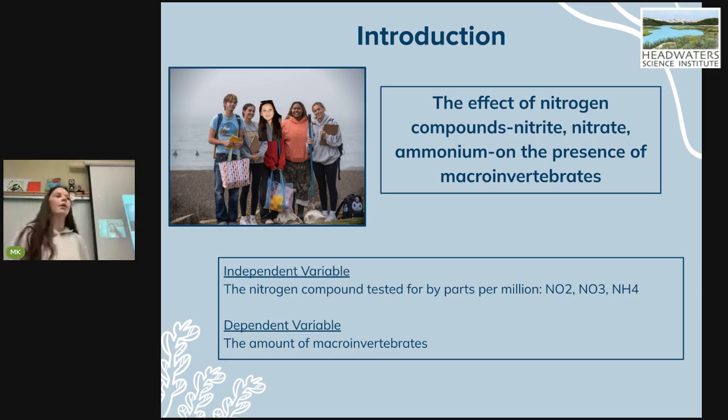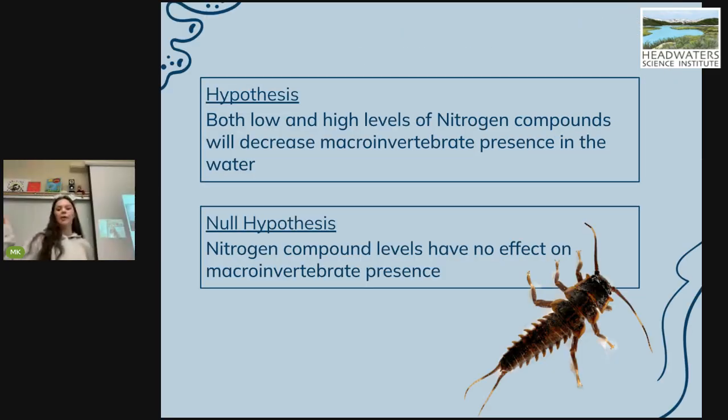Our independent variable was the nitrogen compound we were testing for with the little test strips, in parts per million. This included NO2, NO3, and NH4. Our dependent variable was the bug score, as the last group talked about. Our hypothesis was that both low and high levels of nitrogen compounds will decrease macroinvertebrate presence in the water and diversity of macroinvertebrates. Our null hypothesis was that nitrogen compound levels would have no effect on macroinvertebrate presence.